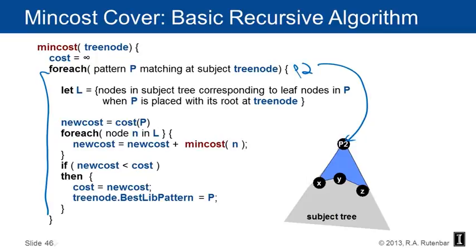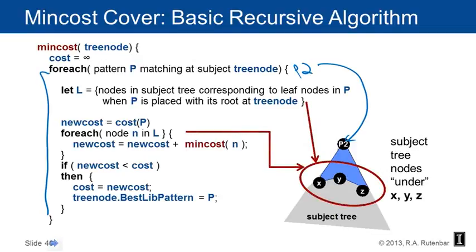pattern P2. And then the next thing you say is, well, let L be all the nodes in the subject tree that are the leaf nodes. And in this particular example, those are X and Y and Z. So L is X and Y and Z. And then you do what I showed on the previous slide, which is you just compute, well, what's it cost to put each one of those patterns there? Well, for P2, it costs whatever P2 costs plus, for each node in L, add up the minimum, the recursive step, and I'm putting a little star by the recursion. Add up to the cost of the gate itself the minimum cost recursion of covering all of the leaf nodes, which is X and Y and Z.